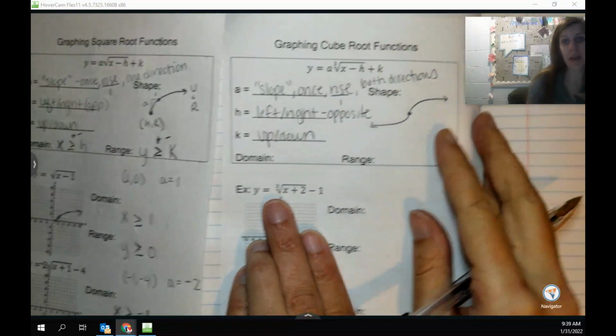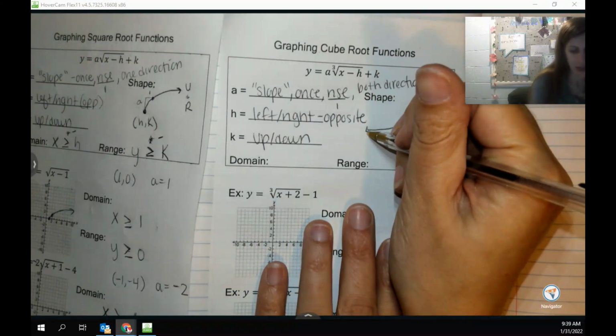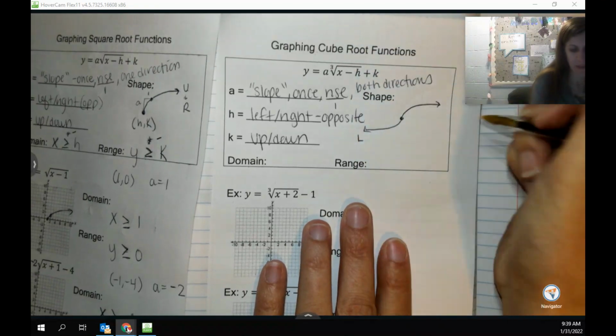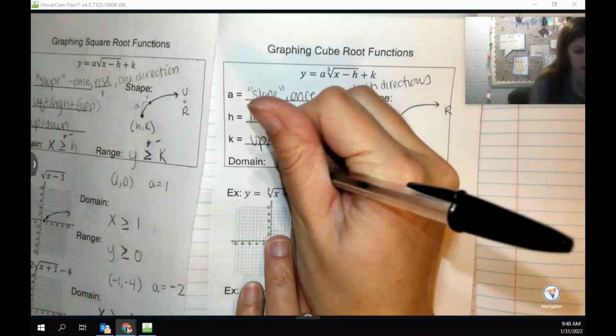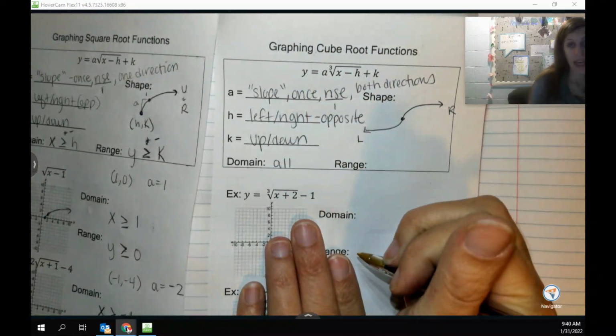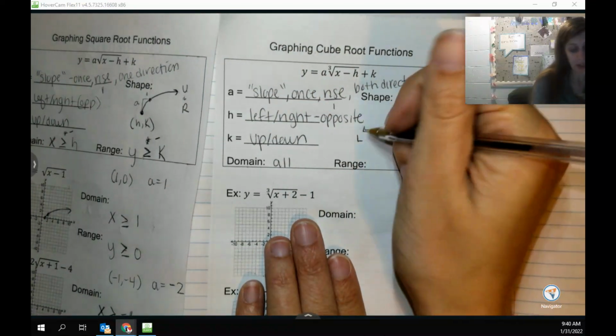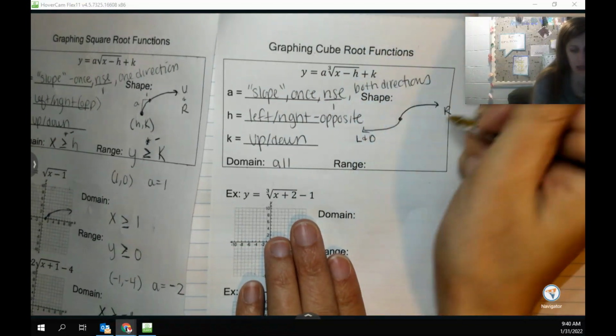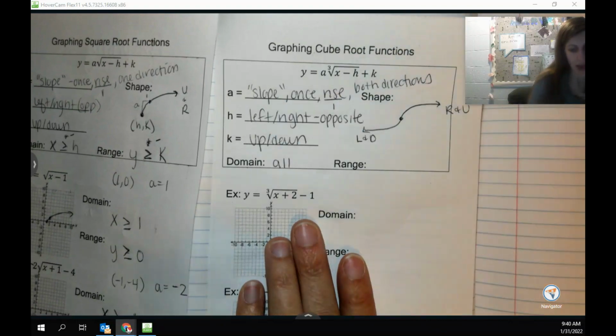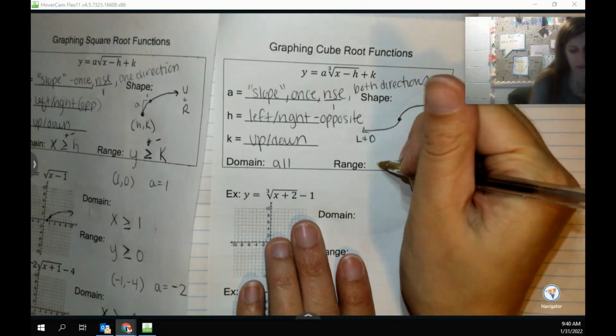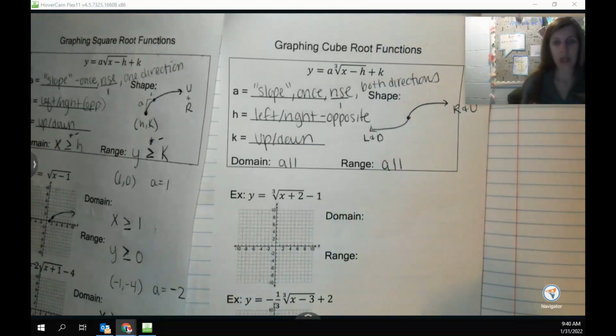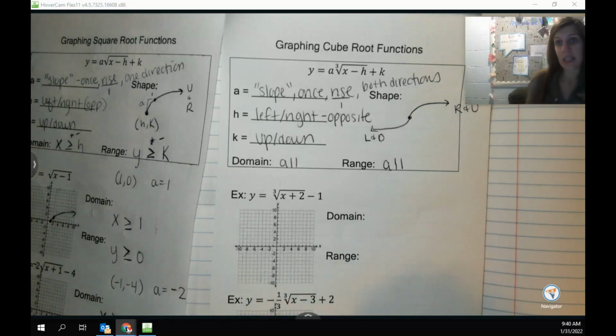Now, the interesting thing about domain and range here, this graph will always point left and right. So that's all. And as slowly as it's still going down this way and up slowly that way, so it's always going up and down. So that's all. So cube root, domain and range, real easy, all, always all.